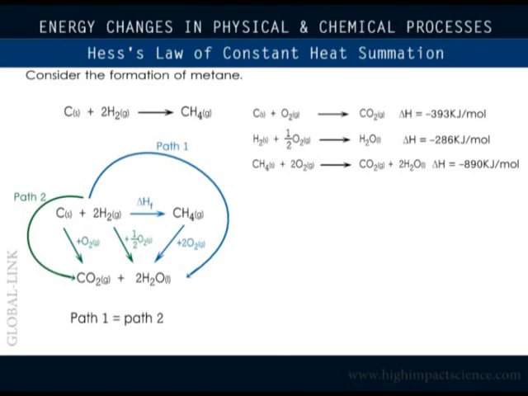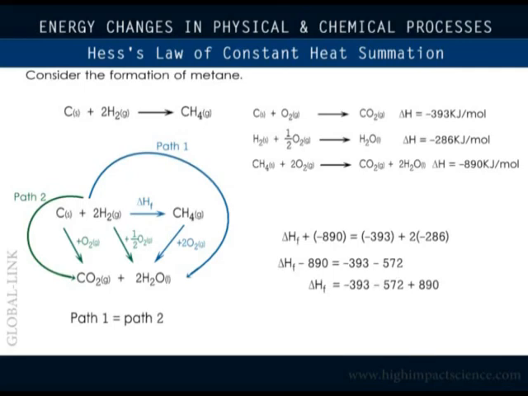Path 1, that is delta HF plus negative 890, must be equal to path 2, that is negative 393.5 plus 2 moles of hydrogen, so 2 times negative 286. So delta HF minus 890 is equal to minus 393 minus 572. Delta HF is equal to minus 393 minus 572 plus 890, and that gives us minus 75 kilojoules per mole.